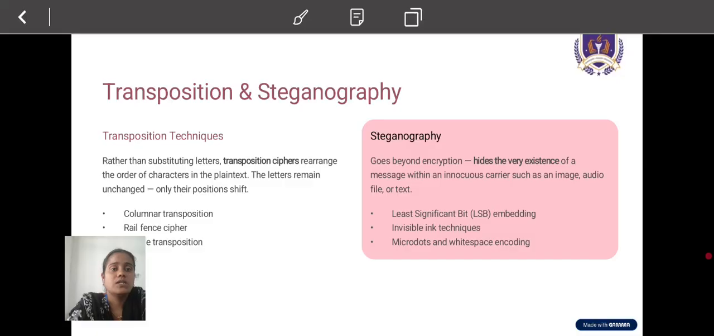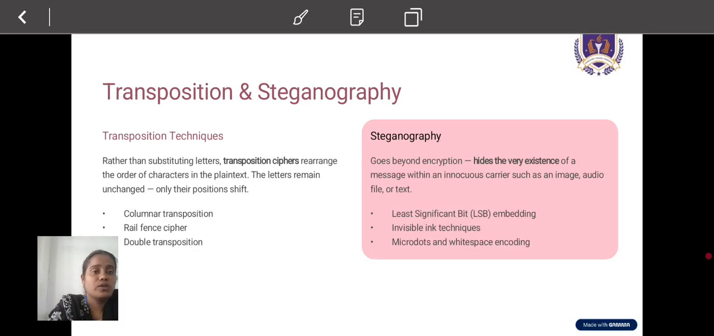Next one is transposition and steganography. Transposition technique: rather than substituting letters, transposition ciphers rearrange the order of characters in the plain text. The letters remain unchanged, only their positions are shifted.